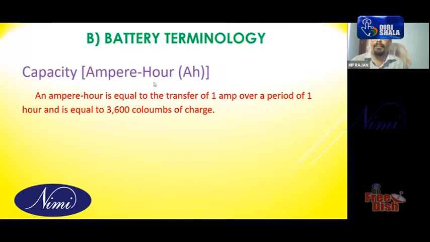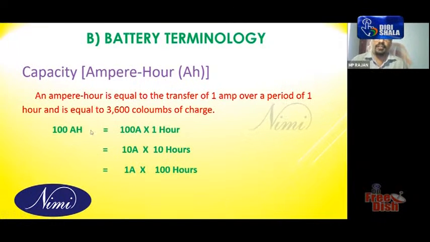What is the meaning of ampere hour? Ampere hour means the transfer of 1 ampere over a period of 1 hour, or 3600 coulombs of charge transfer. If it is giving 1 ampere current for a period of 1 hour, we can say the ampere hour capacity of that battery is 1 Ah.